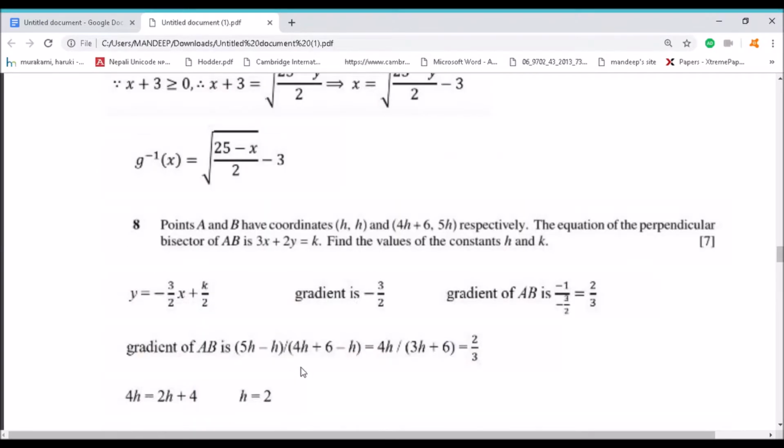Let's move on to question number 8. Points A and B have coordinates (h, 8) and (4h plus 6, 5h) respectively. The equation of the perpendicular bisector of AB is 3x plus 2y equals k. So we rearrange this: this goes to the left hand side, so k minus 3x, and we divide it by 2, so it will be minus 3 over 2 x plus k over 2. So y equals mx plus c, so the gradient is going to be minus 3 over 2.